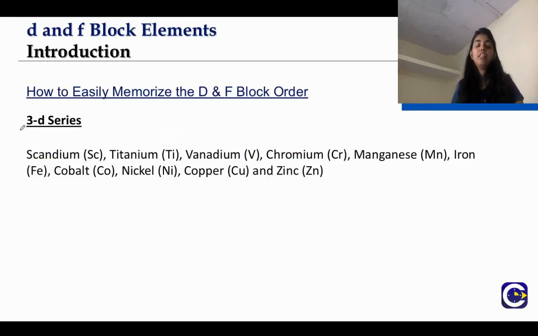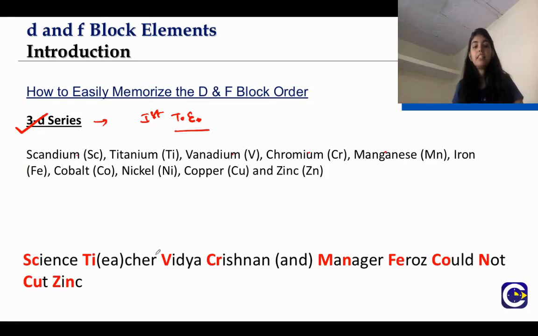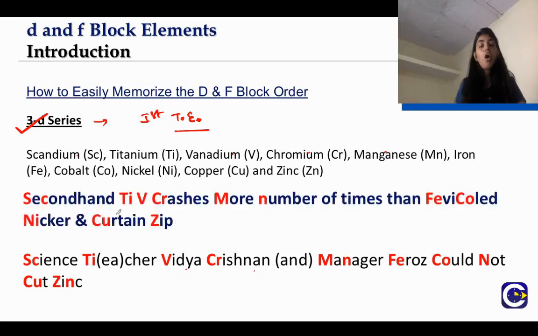Now we have to learn how to easily memorize the D and F block elements. So first we will begin with the 3D series, that is also known as the first transition series. So the elements are scandium, titanium, vanadium, chromium, manganese, iron, cobalt, nickel, copper, zinc. So we are having two mnemonics here. Science teacher Vidya Krishan and manager Firoz could not cut zinc. So either this way you can remember, or you can remember second: Sc Ti V crashes more number of times than Fevicol, nickel and curtain zip.